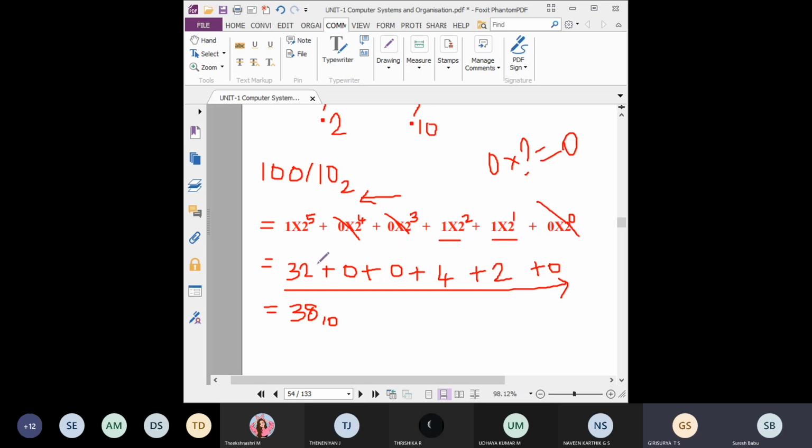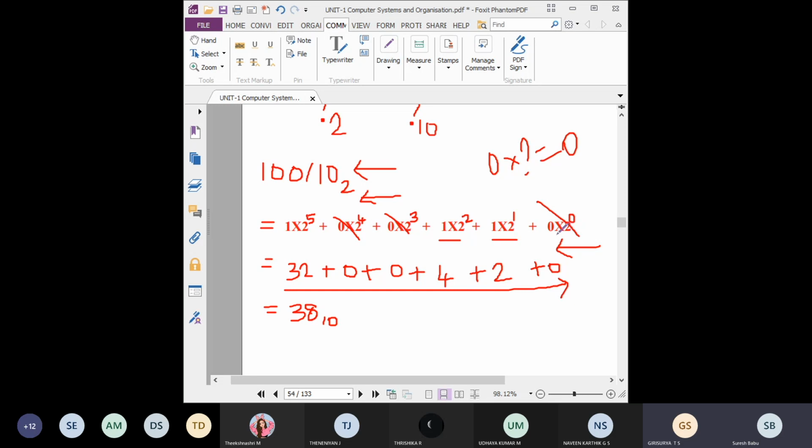Since I am working with the computer, that is why I am giving it step by step, slowly. If you write it in your notebook, it will be very easy. 1 into 2 power 5. Definitely you have to increase the power value from the right side. Don't forget this. This is the right side, so you have to start the power value from this 0, and from this side increase the power value.